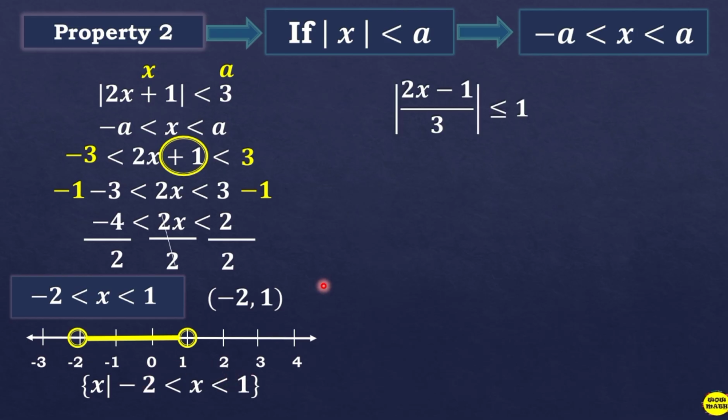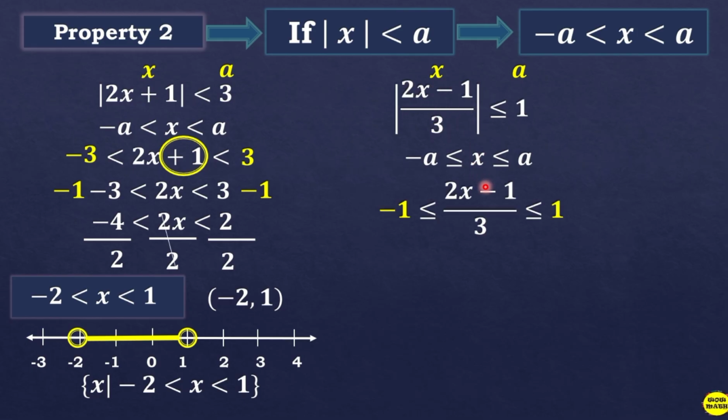Let's have another. So, what if fraction? So, meron tayong fraction. So, first, identify the x and a. So, ito yung x, yung nasa loob ng absolute value. This is your a. Okay? So, following this pattern, ito po yung susundan natin. So, your x is, kung ano yung nasa loob ng absolute value mo, that is 2x minus 1 over 3. Okay? And then, this is negative a, so ang a mo ay 1. So, negative 1. Ito ay a, so 1 naman dito sa kabila.